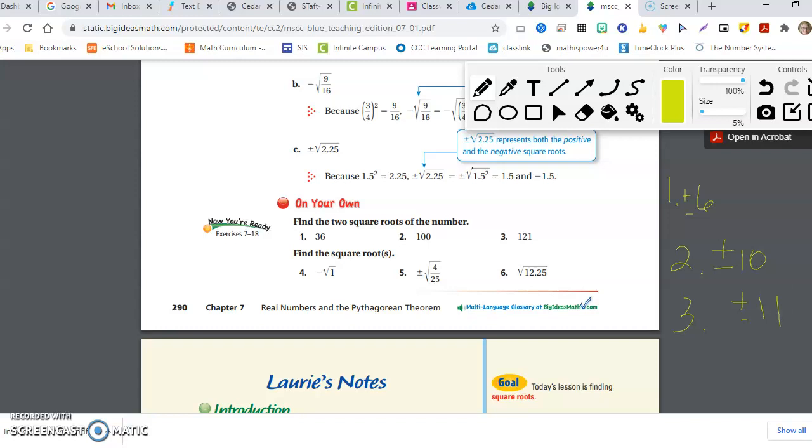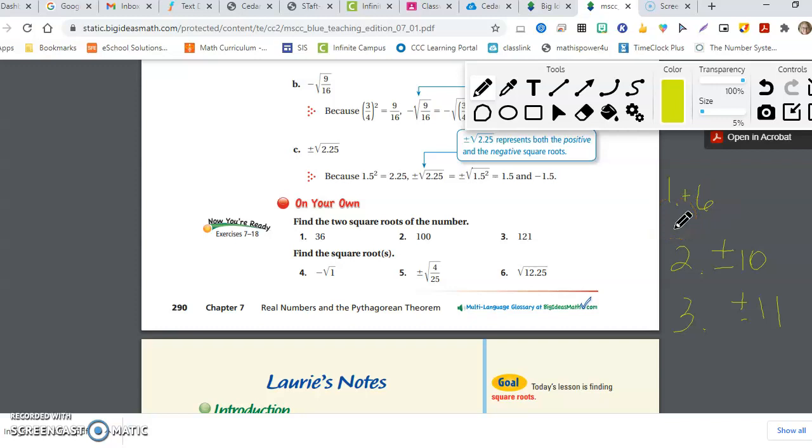Okay, so number 1 is asking you to find the two square roots of 36. So that would be a positive 6 and a negative 6. And I just write with plus and negative out in front, honestly, because it's less writing. Number 2 would be positive 10 and negative 10. And number 3 would be positive 11 and negative 11.